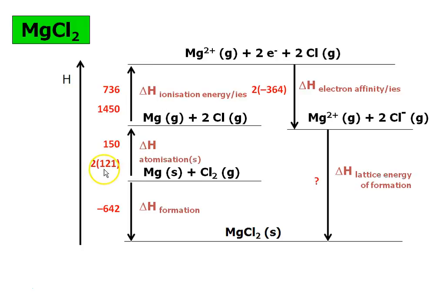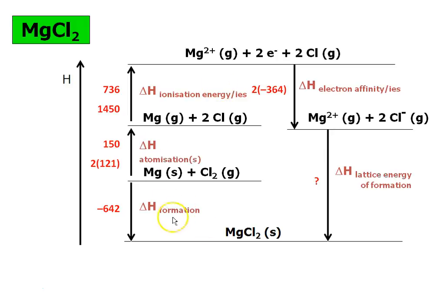So here, 2 times 121, we're referring here to the chlorine, yeah, being atomized. Ionization energy, two values, the first ionization energy, second ionization energy, to ionize magnesium to 2+. And here 2 times minus 364 because we are forming two chloride ions. Now notice that here we're looking for the lattice energy of formation.